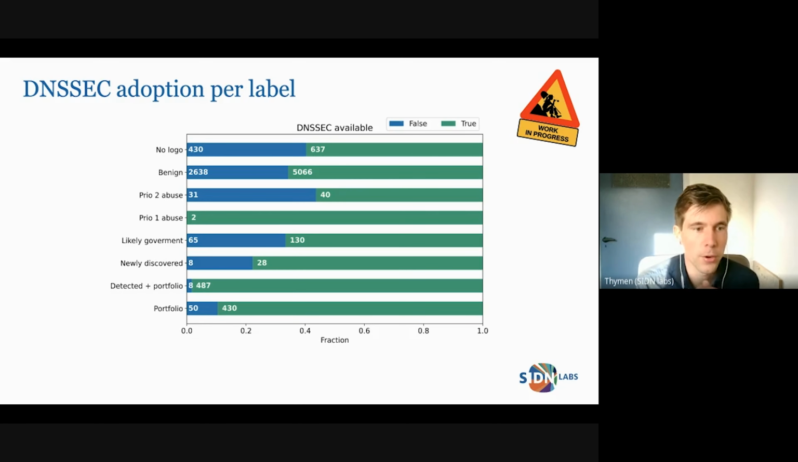However, if you look at the newly discovered or likely government domain names, then the adoption of DNSSEC is not that great. So there are still around 20% of the domain names that don't use DNSSEC there. So by adding them to the portfolio, the people at the government can start to monitor them, can start to implement DNSSEC on those domain names as well.